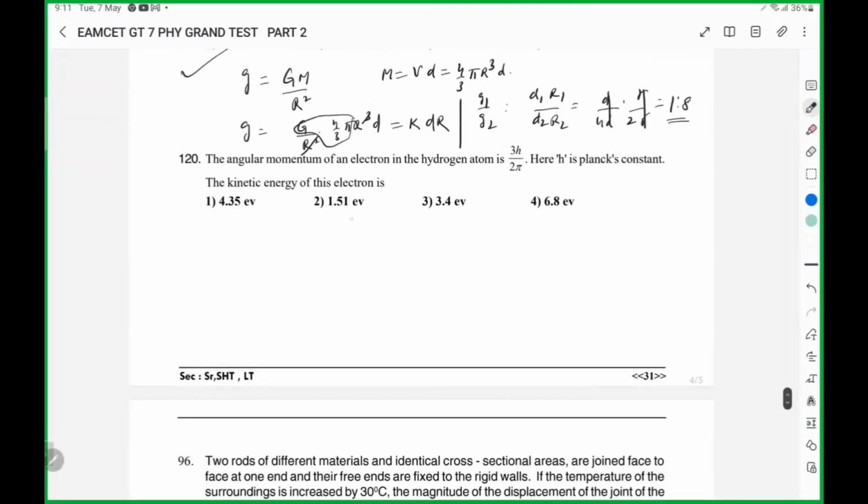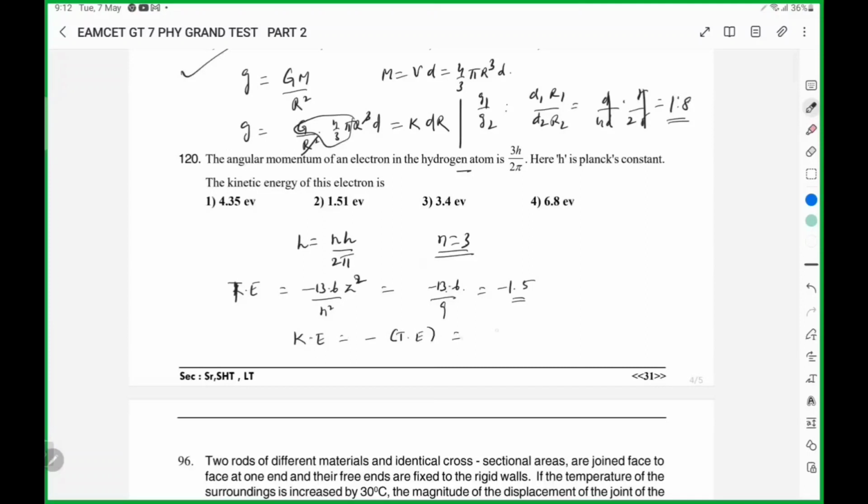The angular momentum of an electron in the hydrogen atom is 3h by 2 pi, that is nh by 2 pi, so it is the third orbit. Total energy is minus 13.6 by n square, times z square. It's hydrogen, so z is 1, and n is 3, so minus 1.5 roughly. But he's asking kinetic energy, which is minus the total energy, which is 1.5 electron volts.